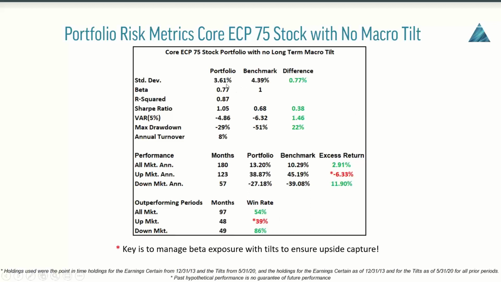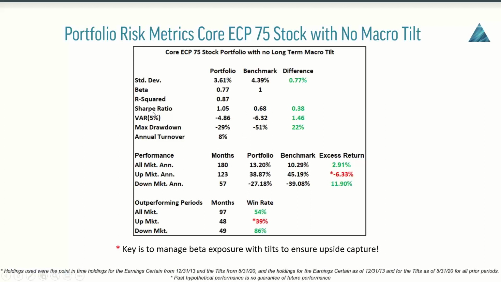Okay. So standard deviation obviously lower, beta of 0.77 with an R squared of 0.87. So that R squared is interesting because we are getting a lot less risk with a beta of 0.77, but the R squared is telling us the amount of return that can actually be attributed to changes in the benchmark itself. So it's very, very correlated to the S&P 500, but with a lot less risk.